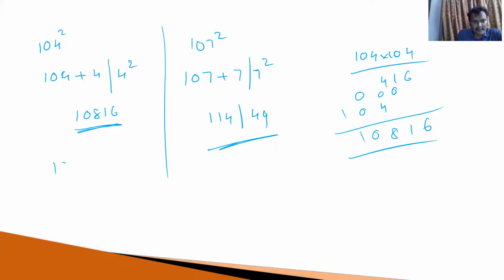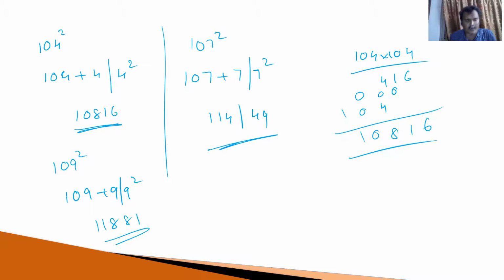One more thing. Suppose what is the 109 square? What is the nearest base? That is equal to 100. What is the difference between base and 109? That is equal to 9. Yes, 9 excess than base. That's why you should add the difference to this number. 109 plus 9 and 9 square. What is the 109 plus 9? 118. What is the 9 square? 81. That is answer. Is it clear, all of you?